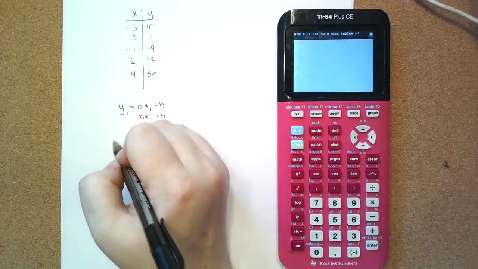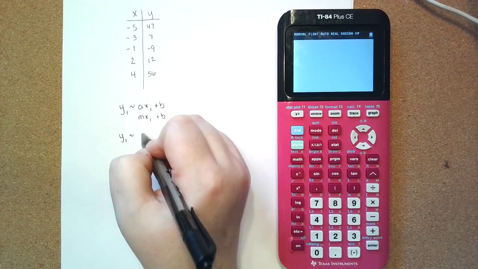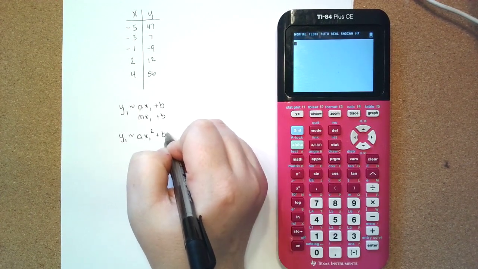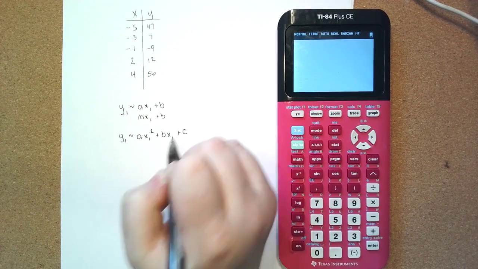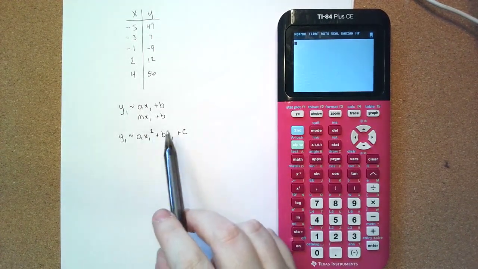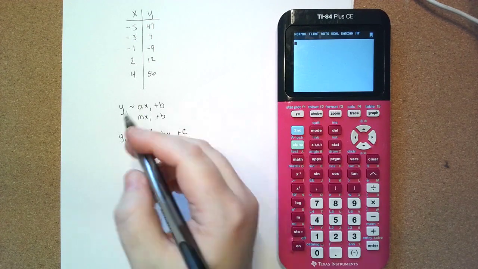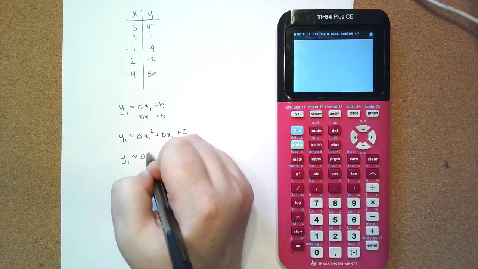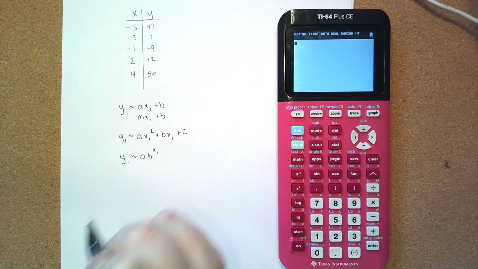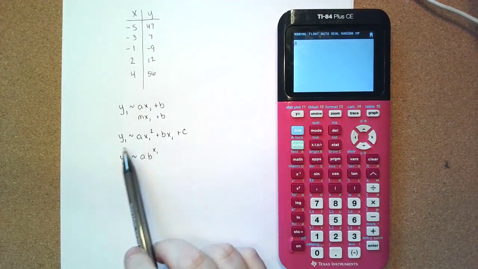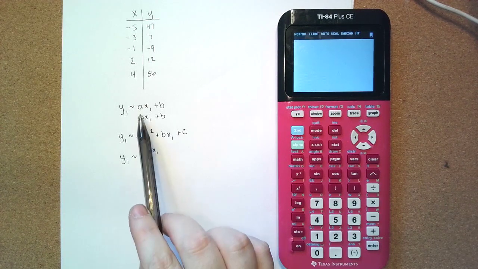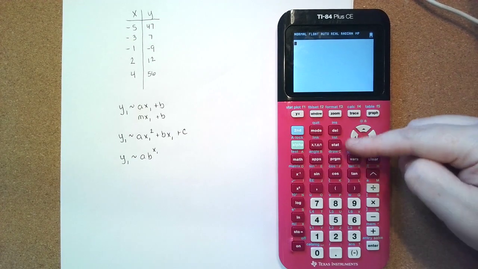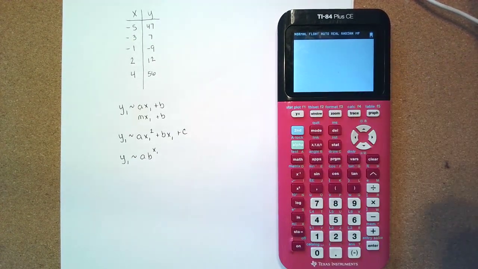If you wanted to do quadratics, it would be y sub 1 tilde a x sub 1 squared plus b x sub 1 plus c. You can do any regression in Desmos as long as you know the parent function. So exponential would be y sub 1 tilde a b to the x sub 1. As long as you know the parent function in Desmos, you can create them. The calculator, you don't have to know the parent functions because it's already loaded in the calculator.